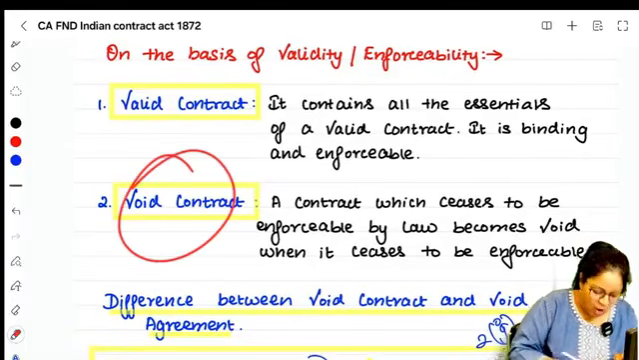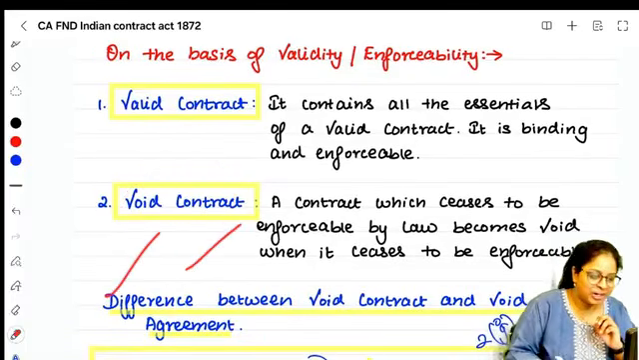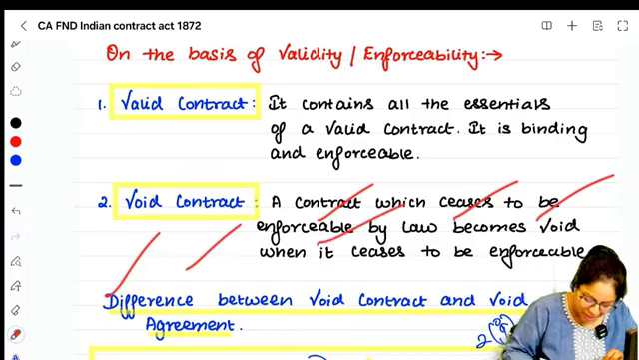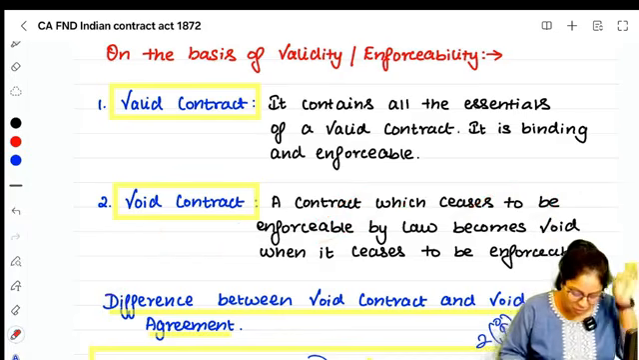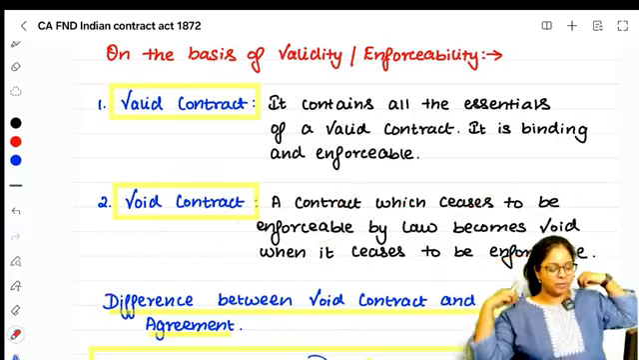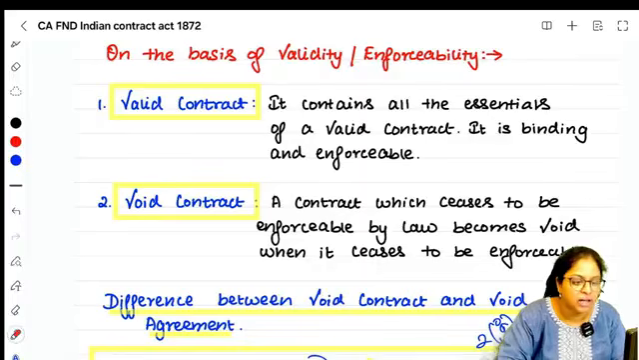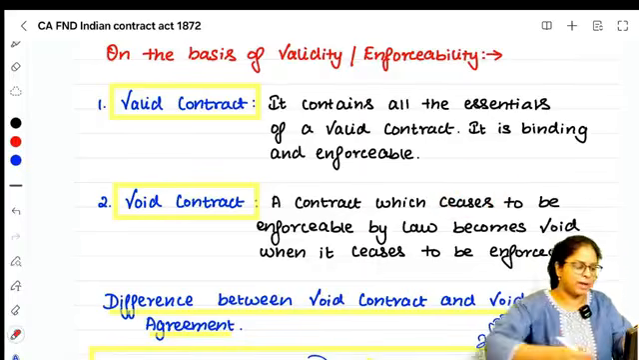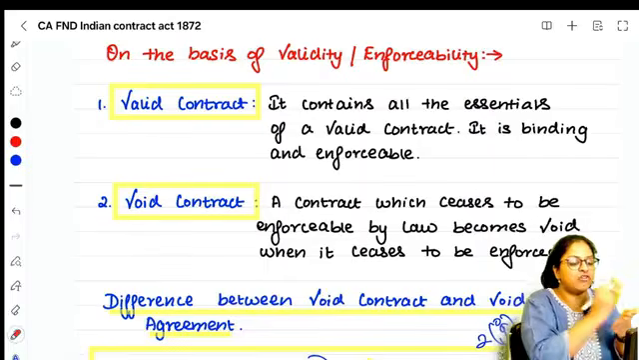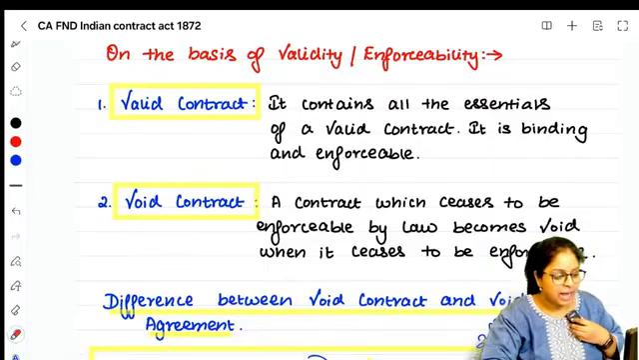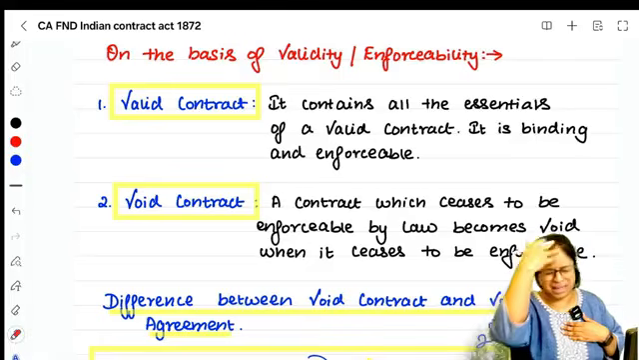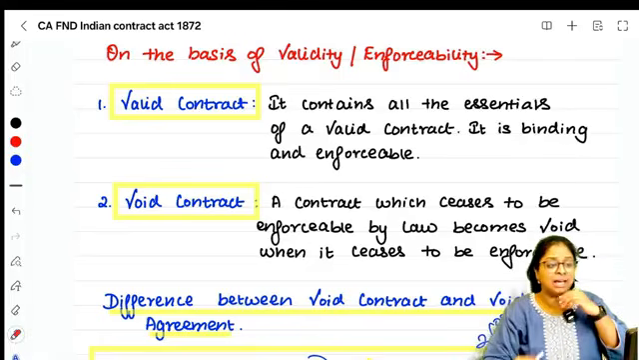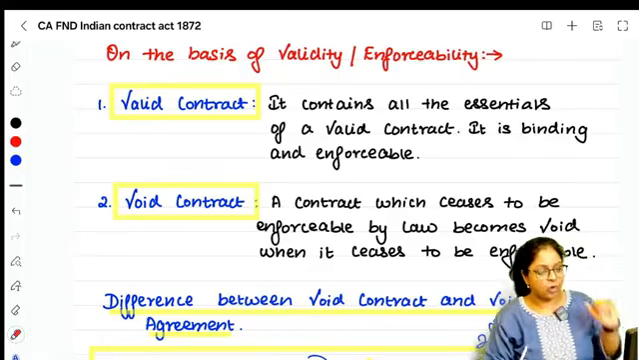Okay, so here, void contract means what? Void contract means a contract which ceases to be enforceable by law becomes void when it ceases to be enforceable. Repeat along with me. A contract which ceases to be enforceable by law, you cannot no more go to the court. Ma'am, give an example. Example is, let's say I have a Honda City car.